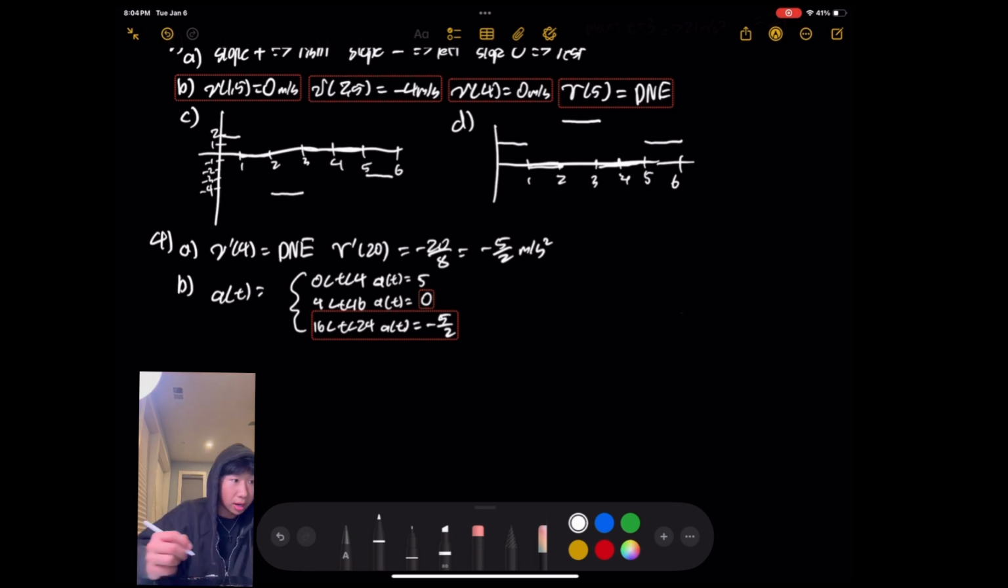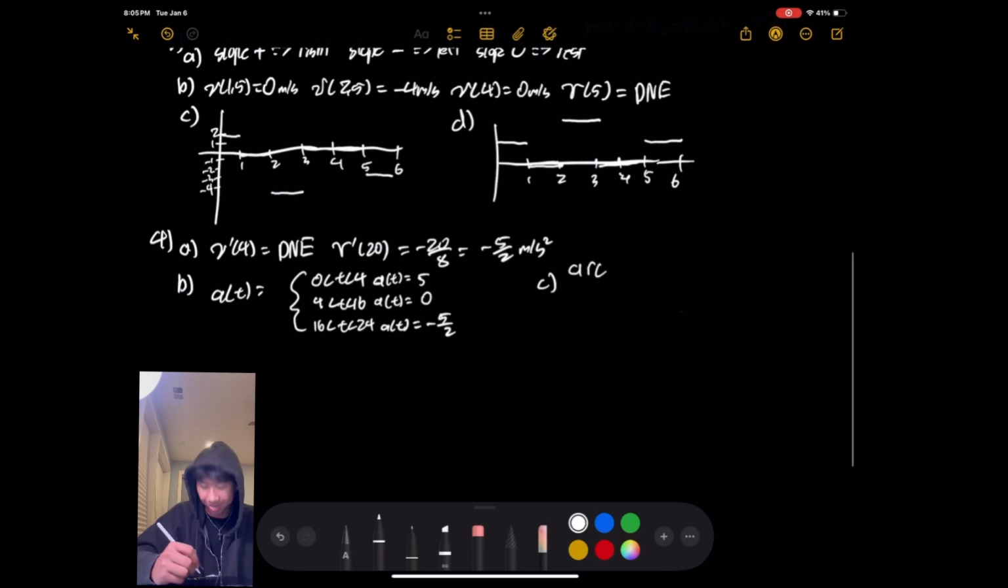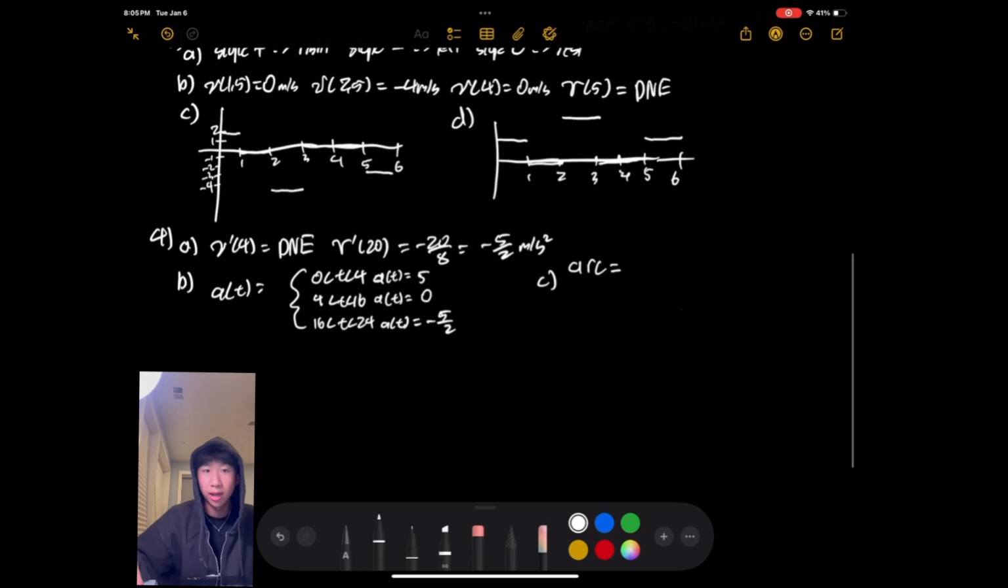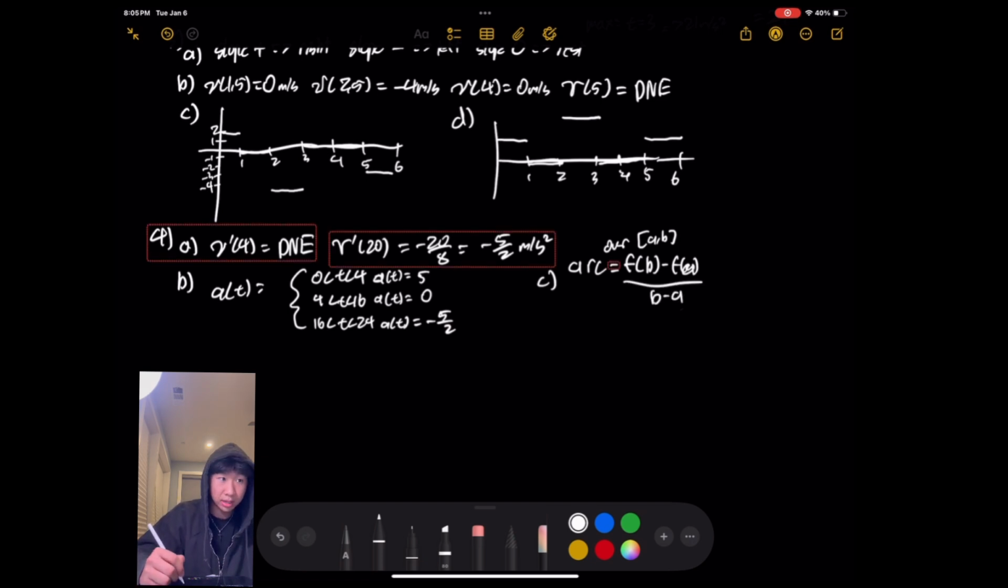C, find the average rate of change and does the mean value theorem guarantee a value? Okay, this is an interesting one. We're going to say average rate of change, the acronym ARC. The ARC over interval AB is going to be equal to the function at B minus the function at A, over B minus A.